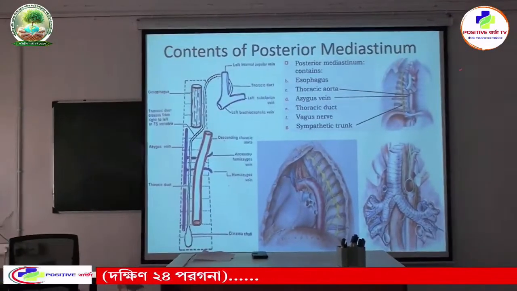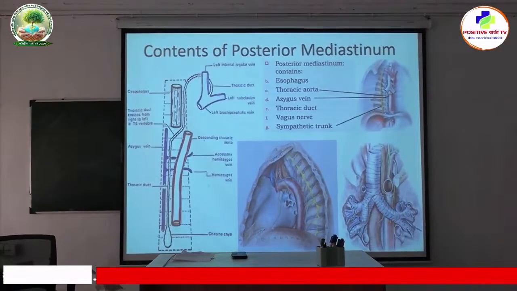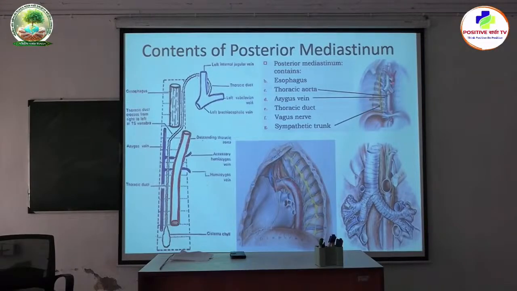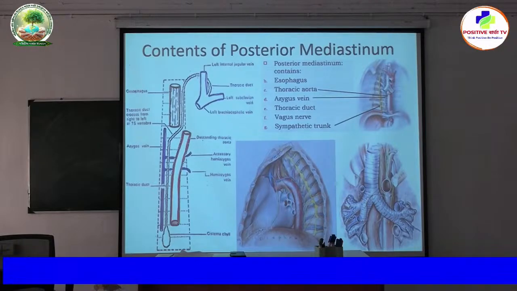See the contents. Here the heart with pericardium has been removed to show the structures in the posterior mediastinum. You can see the esophagus, the muscular tube is the esophagus, trachea dividing into two bronchi. Here is the descending thoracic aorta, azygous vein, thoracic duct, vagus nerve and sympathetic trunk. All these are contents of the posterior mediastinum. Here you can see descending thoracic aorta.